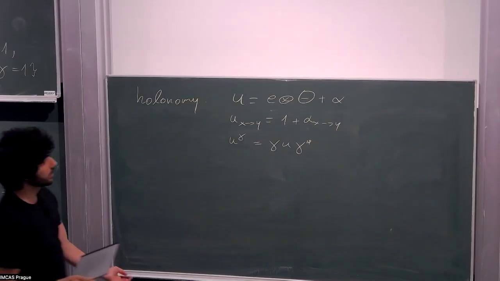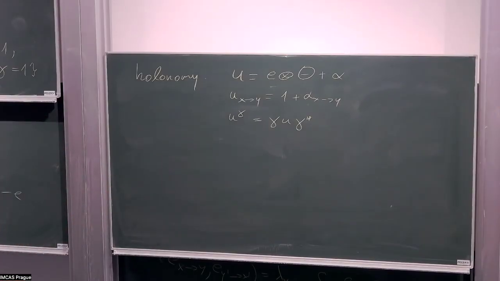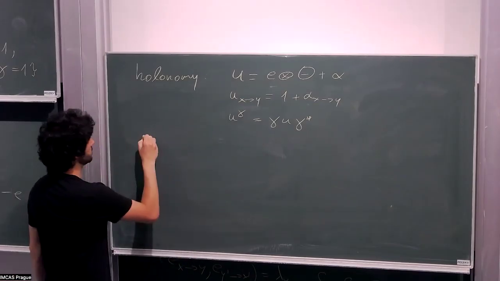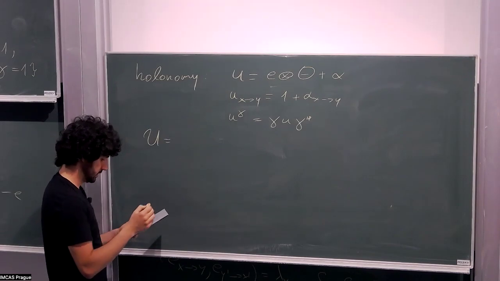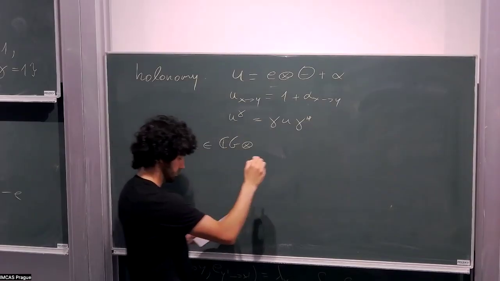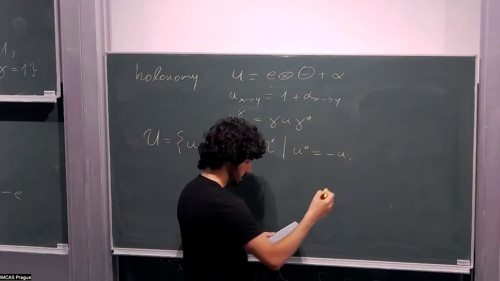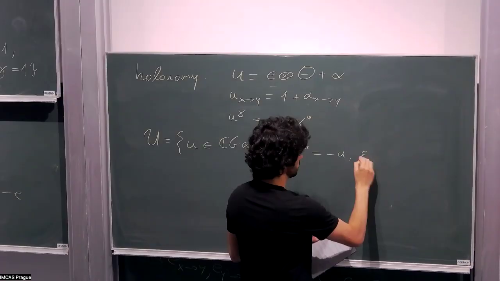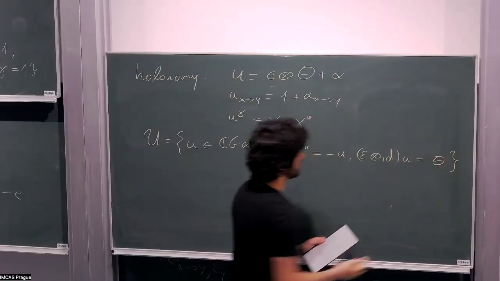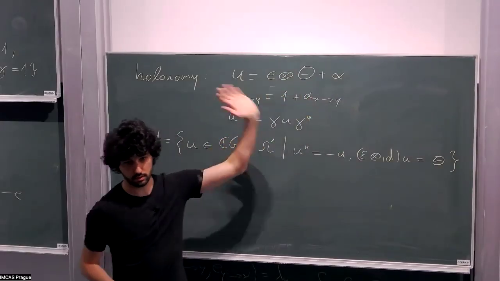Very well. And from now on, since this transformation is much nicer than this transformation here, we'll actually work with this from now on. So here we define our space of holonomies as just U in CG tensor omega 1. Here we have our reality condition again. And this condition, co-unit times identity of U is equal to theta. This is just because if we apply this co-unit here, we'll just get 0, and here we'll just get 1.